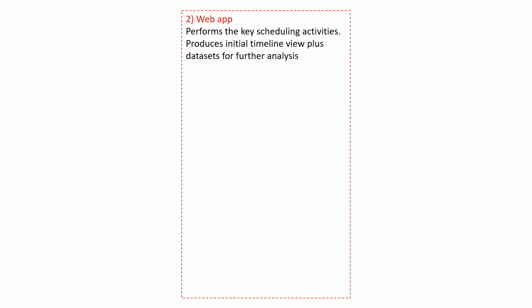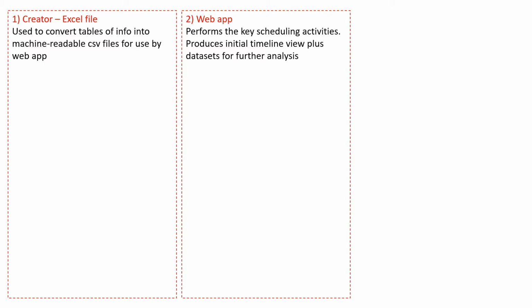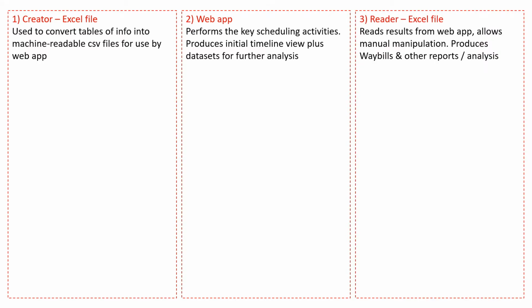Elation consists of three parts. At its core is the main scheduling process that is located as a web app. On either side of this, we have Excel files that help us construct the datasets we need for our analysis and report the outputs for the system.